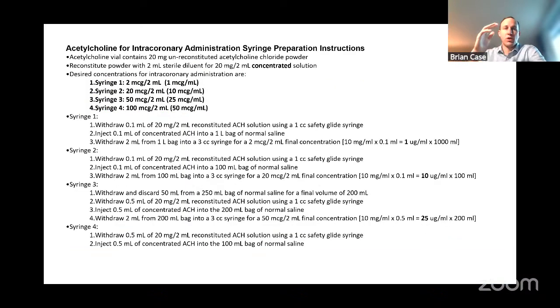This is our protocol for mixing acetylcholine. I'm not going to go into this in detail, but this protocol is validated. It's used at a lot of CMD programs across the country, and it's what's used for mixing. It sounds like you guys have the acetylcholine protocol up and running, which is great because that can sometimes take a long time. A couple of notes here: once you open the vial and mix it into the saline bag, the shelf life for acetylcholine is about 2 hours.